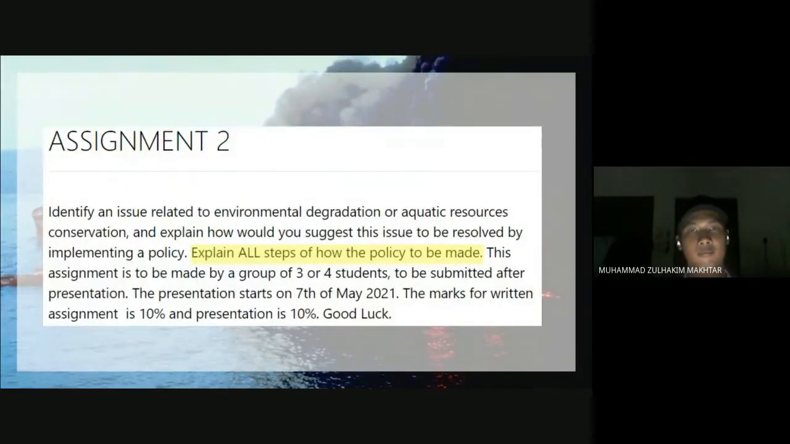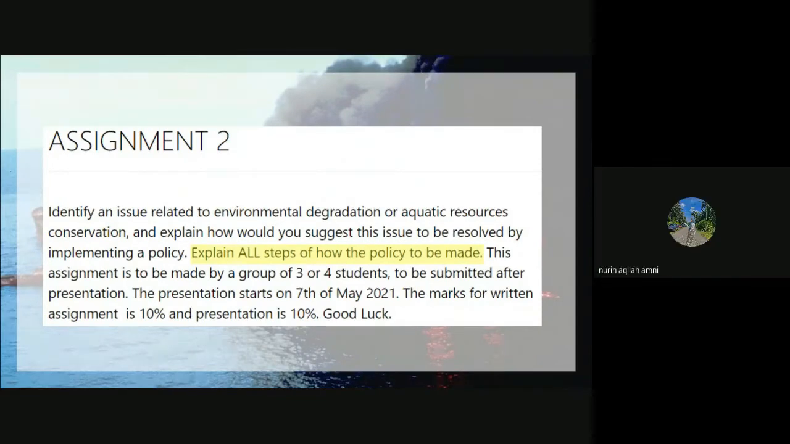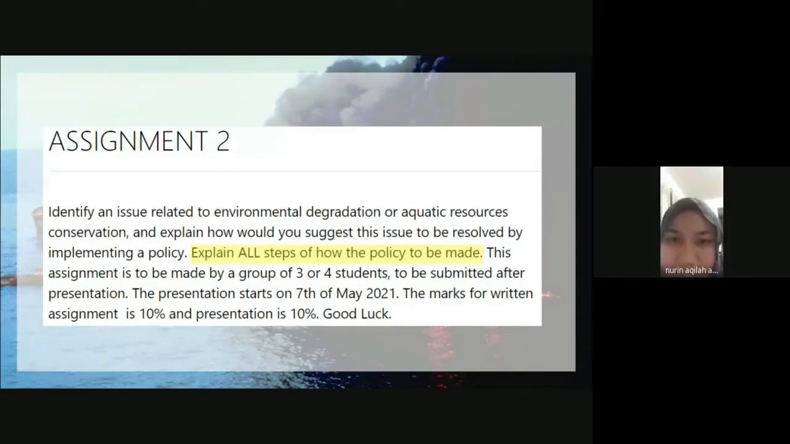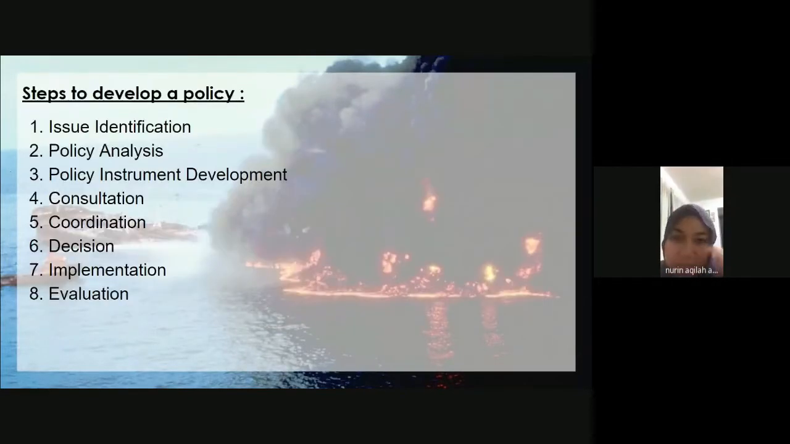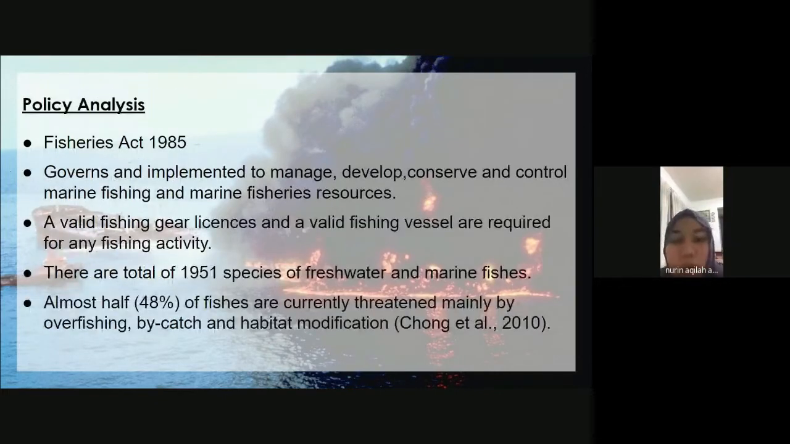Okay, Nurin. So last instruction is to explain all steps of how the policy is to be made. So there are 8 steps to develop a policy, which first is issue identification. Second is policy analysis. So we move to the policy analysis. We have the Fisheries Act 1985.